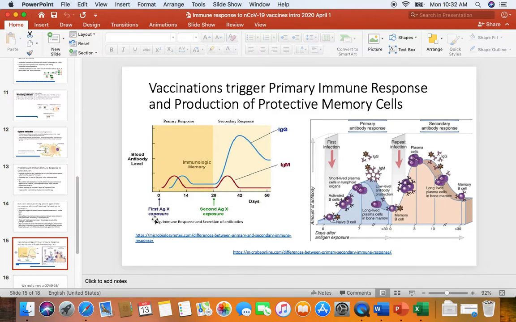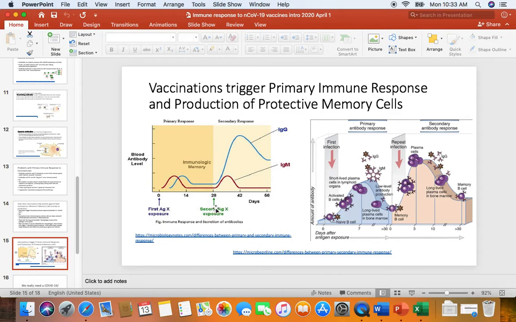We're artificially going to expose our immune system with substances from pathogens, sometimes even weakened, attenuated pathogens that won't harm us, so that will trigger this primary immune response and make all those memory cells. Then subsequently, if the actual pathogen infects us, we'll have this stronger, faster, longer lasting, more effective, primarily IgG immune response. And so vaccination hopefully will protect us from serious harm.